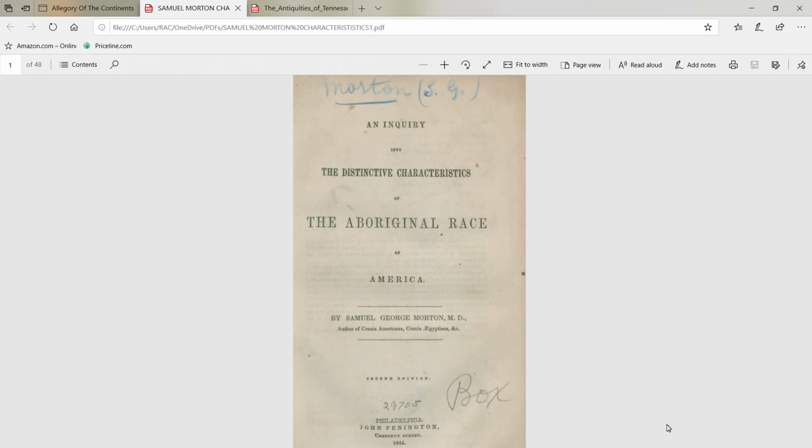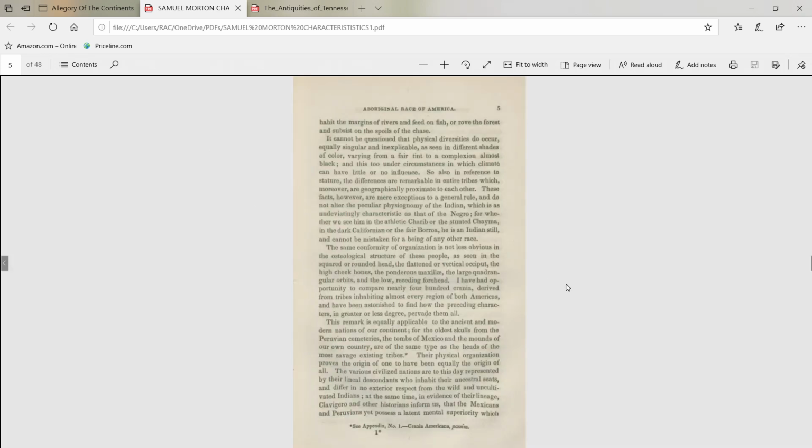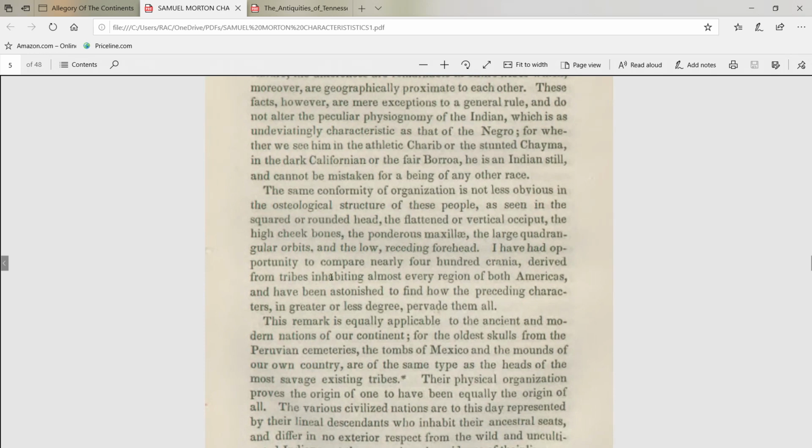Morton, 1844. Well, we'll start off by saying that Samuel Morton was a cranium specialist. And he says right here that I have had opportunity to compare nearly 400 crania derived from tribes inhabiting almost every region of both Americas and have been astonished to find how the preceding characters in greater or lesser degree pervade them all. This remark is equally applicable to the ancient and modern nations of our continent, for the oldest skulls from the Peruvian cemeteries, the tombs of Mexico, and the mounds of our own country are of the same type as the heads of the most savage existing tribes.